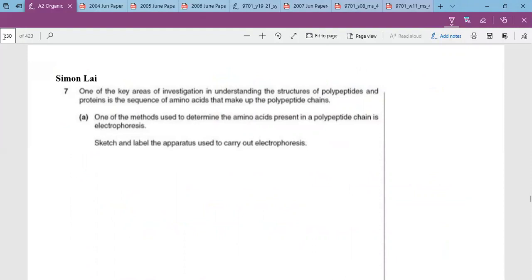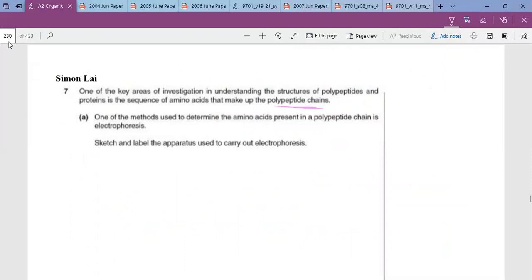One of the key areas of investigation in understanding the structures of polypeptides, that means there are many amino acids joined together, and the proteins in sequence of amino acids are sequencing. We'll talk about later. Proteins make up a polypeptide chain. So the keyword, of course, is polypeptide.